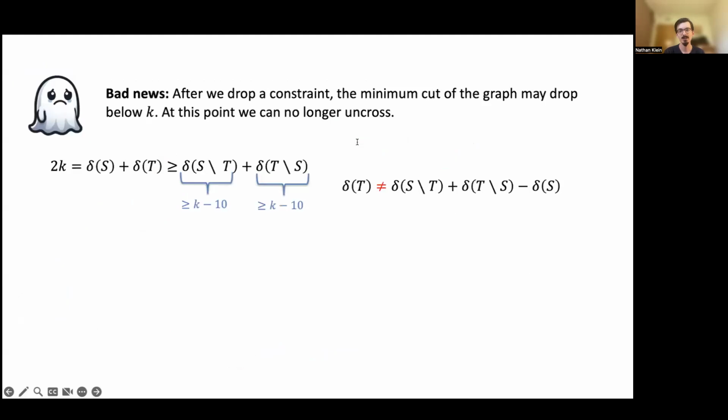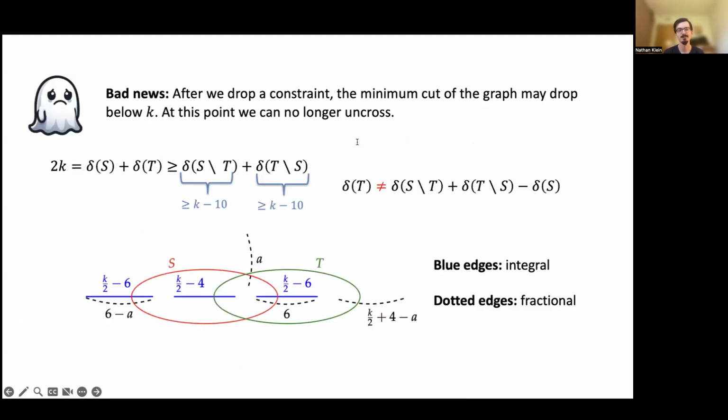And to give you a real example here, let's look at these sets S and T. So suppose the blue edges are integral and the dotted edges are fractional. Therefore, here we may have dropped S minus T and S intersect T, since they both have many integral edges. Let's say our threshold for dropping a set is at least K minus 10 integral edges. But S and T have both not yet been dropped. And now you can see that T is not equal to S minus T plus T minus S, right? In particular, this special edge A coming out of the center is only going to appear negatively on the right-hand side.